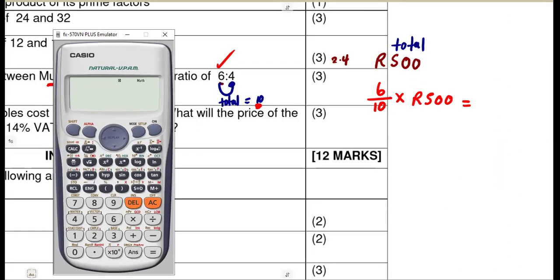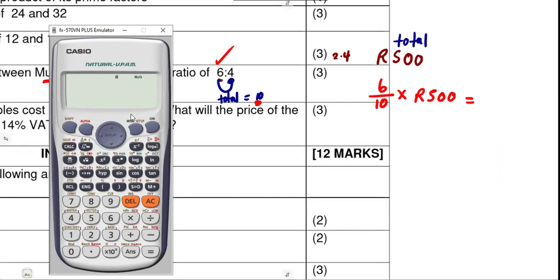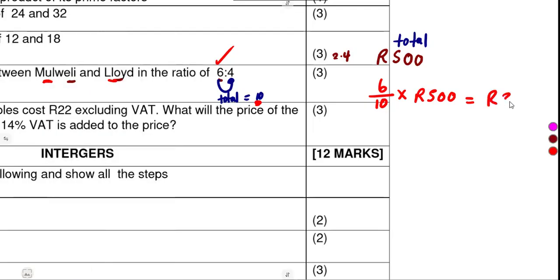But anyway, 6 over what? Over 10 times 500. So this is 300. So this is the first share, meaning to say someone was going to get 300.